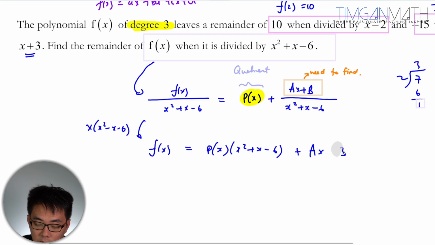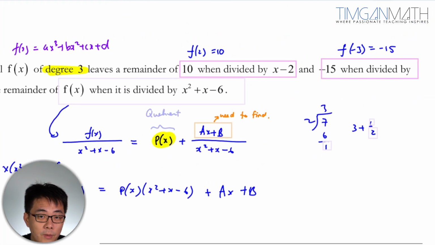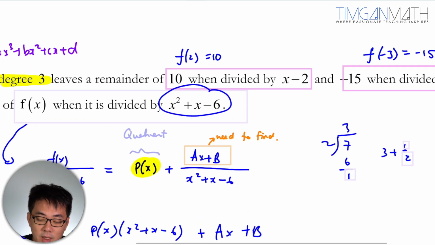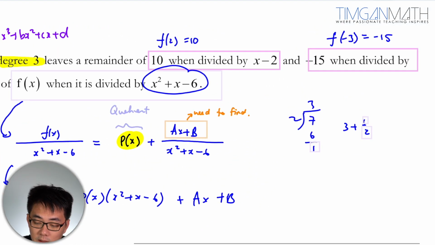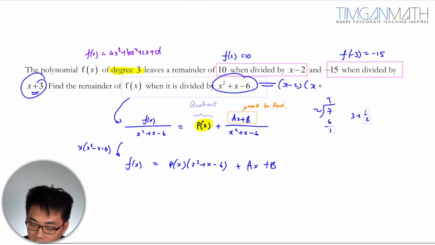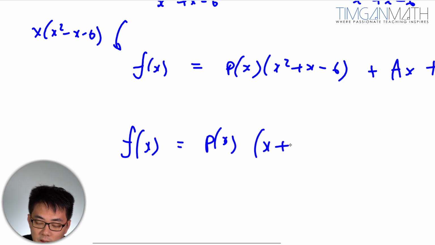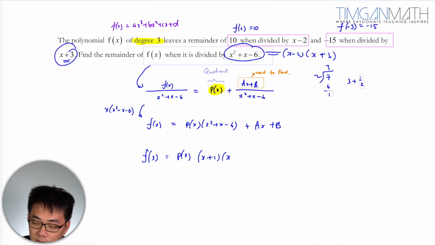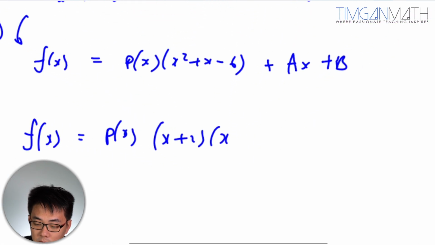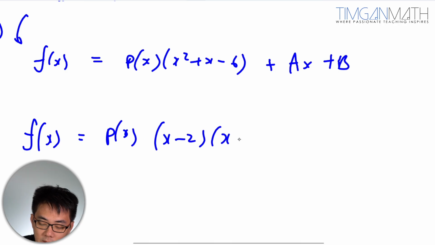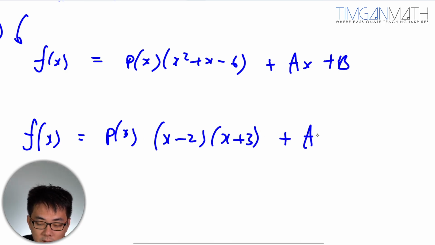Then what we need next is to understand how to use the previous information to solve this question. Take note that x squared plus x minus 6, when you factorize it, will be x minus 2 multiplied by x plus 3. That's very convenient, because then f(x) equals p(x) times x minus 2, x plus 3, plus ax plus b.